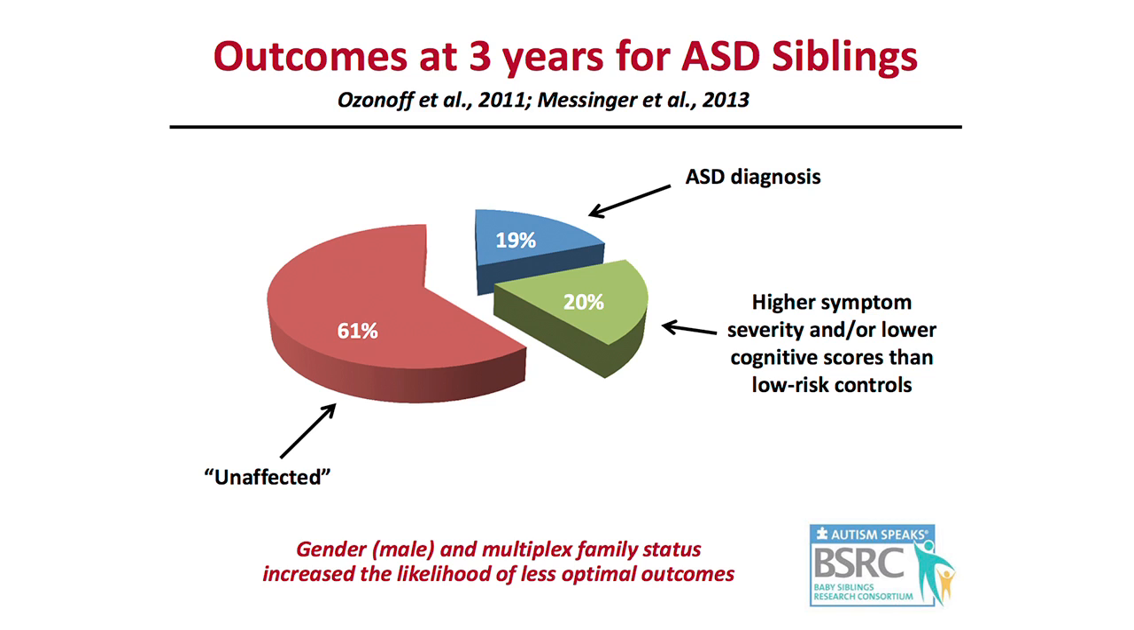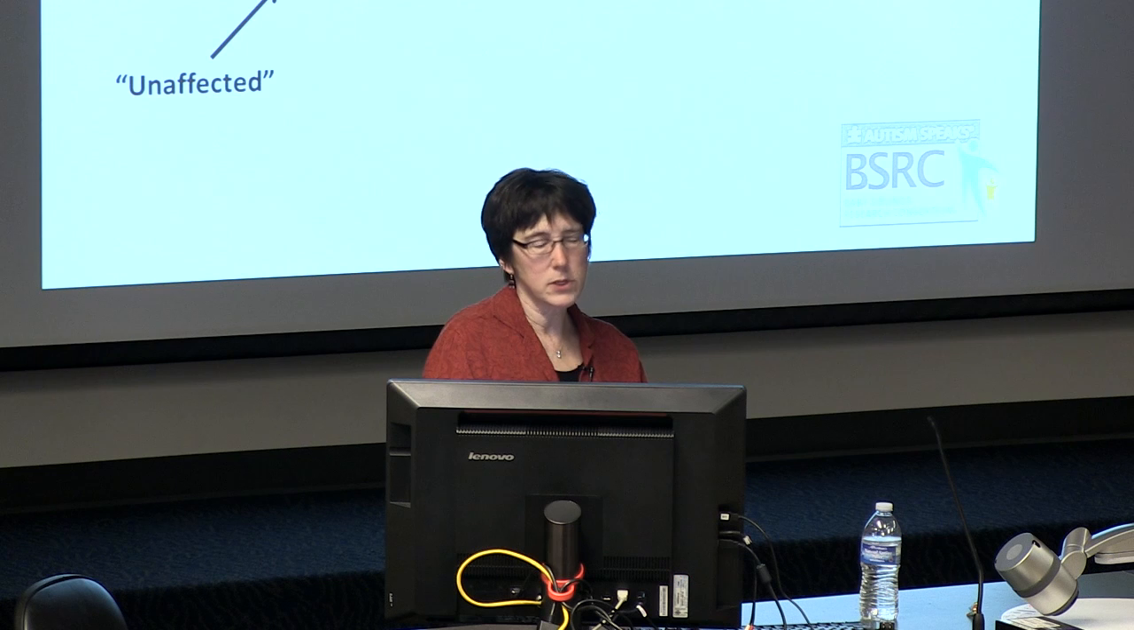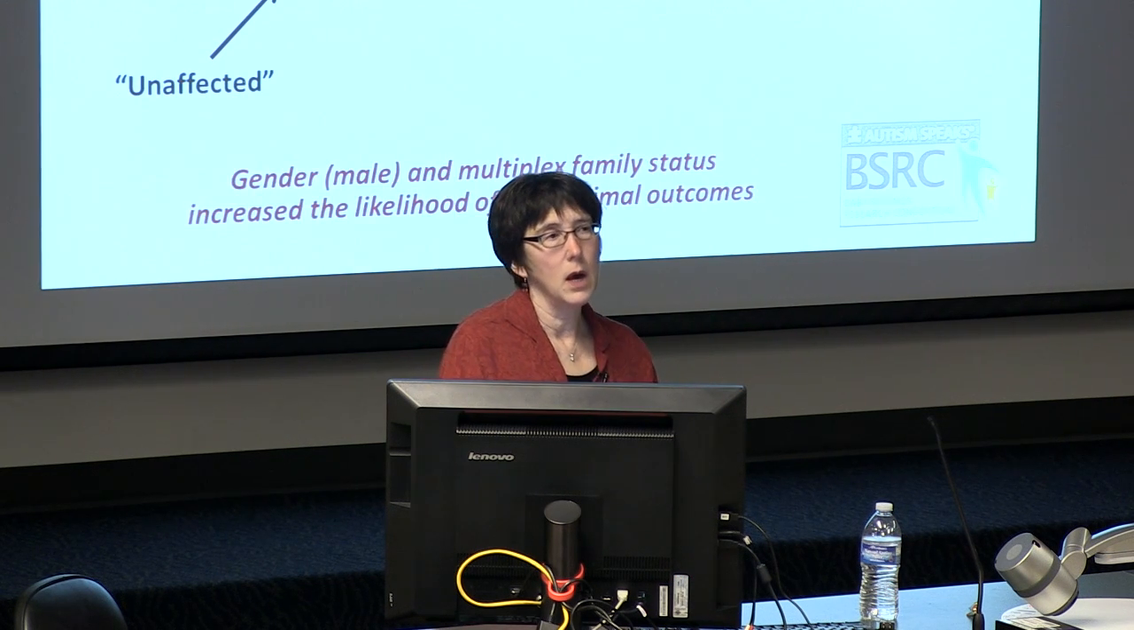They scored differently than typical low-risk children on either cognitive scores or autism symptoms. They didn't have full-blown autism, but they looked different from their peers as a group. But 61% appeared to be unaffected.